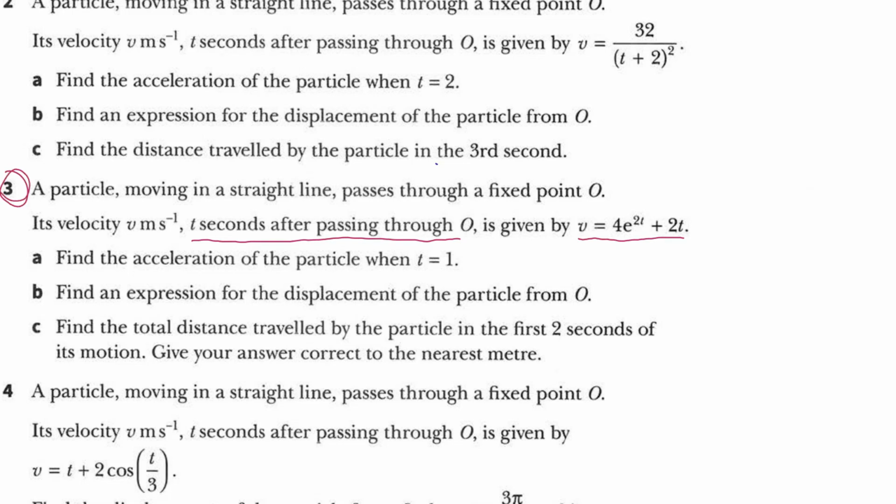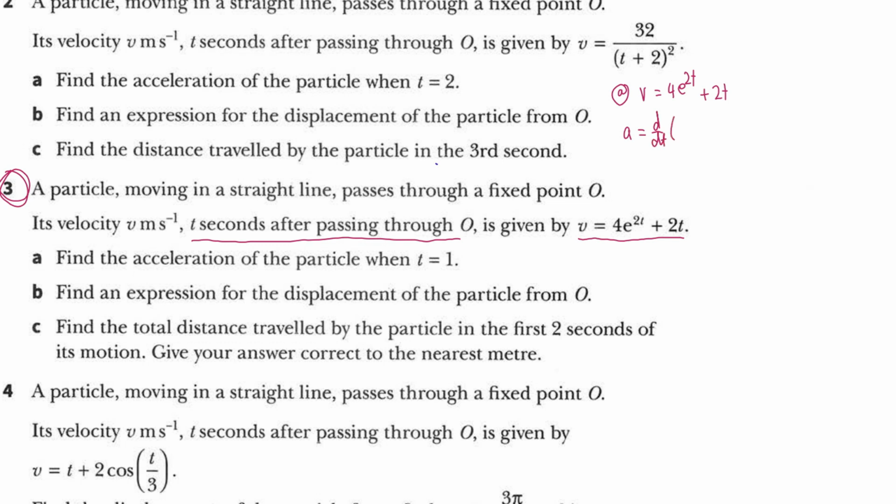We are going to solve question number 3 now. Find the acceleration of the particle when t equals 1. It's the same. The velocity expression is given here, v equals 4e^(2t) plus 2t. To get from velocity to acceleration, we have to differentiate first.